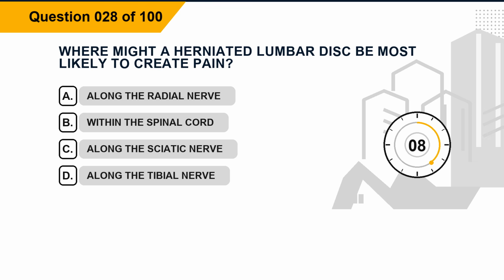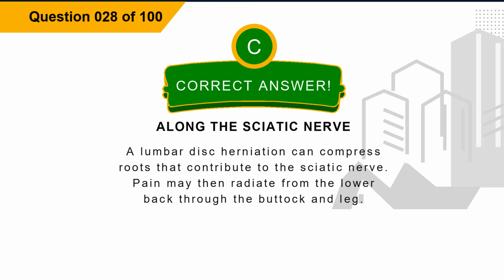Option A, along the radial nerve. Option B, within the spinal cord. Option C, along the sciatic nerve. Option D, along the tibial nerve. The correct answer is option C, along the sciatic nerve.